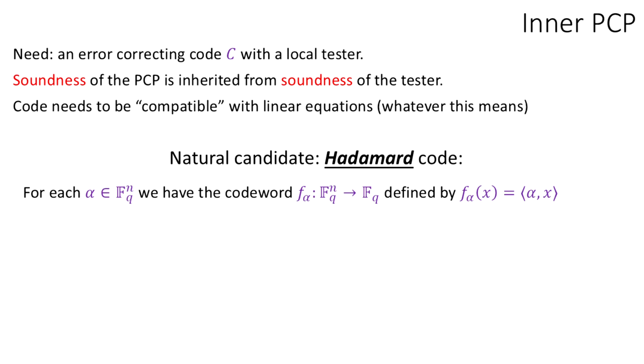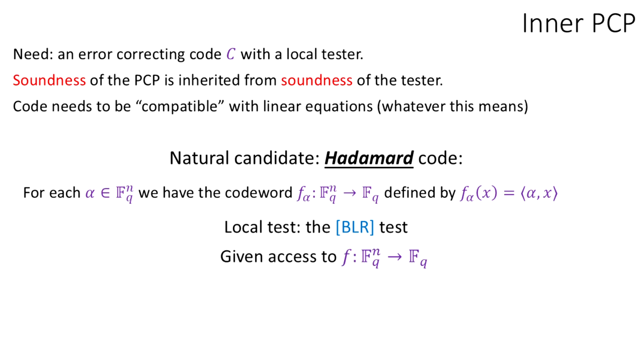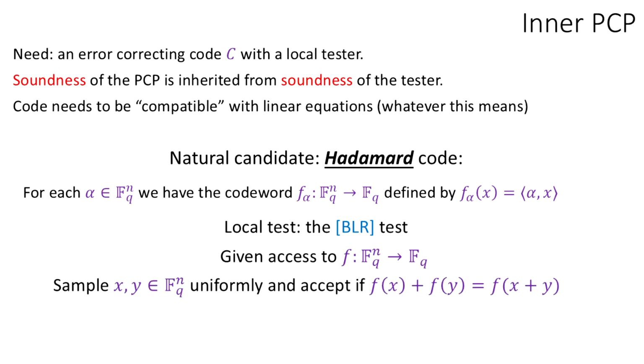So now we need to think about a local tester. I give you a function f from F_q^n to F_q. I want to check whether it's some Hadamard code word or not. And the local test, really the only test that I know for this, is the classical BLR test, which proceeds as follows. You choose two vectors, x and y, in F_q^n randomly and uniformly, and you query f at the locations x, y, and x plus y. And then you check whether this equality holds.